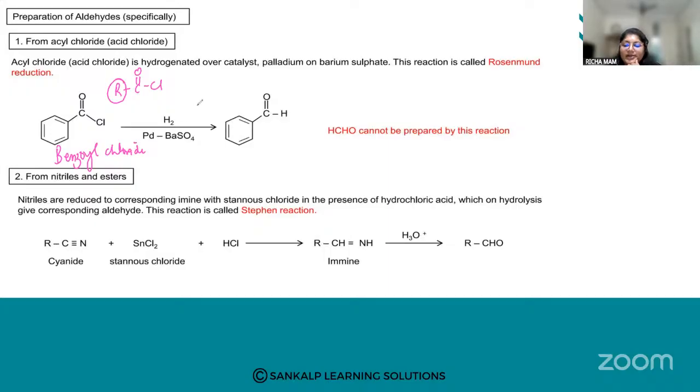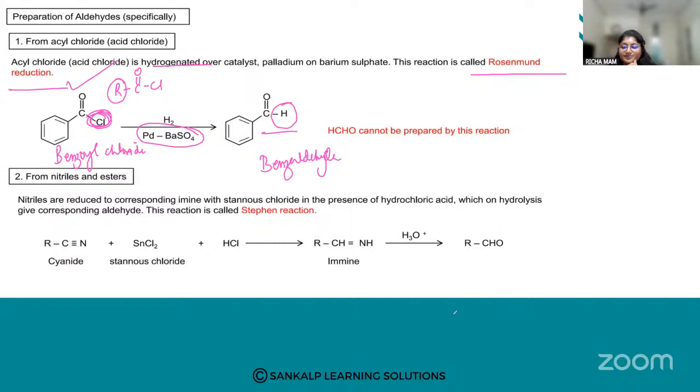So benzoyl chloride, what are we going to do? We are going to do hydrogenation over a catalyst. Which catalyst are we using? Palladium on barium sulfate. What are we going to get? We are going to get benzaldehyde, and this name reaction is called the Rosenmund reduction. We are doing reduction: we are adding the hydrogen and removing the electronegative atom. So acyl chloride is hydrogenated over the catalyst palladium on barium sulfate, and this reaction is called Rosenmund reduction.